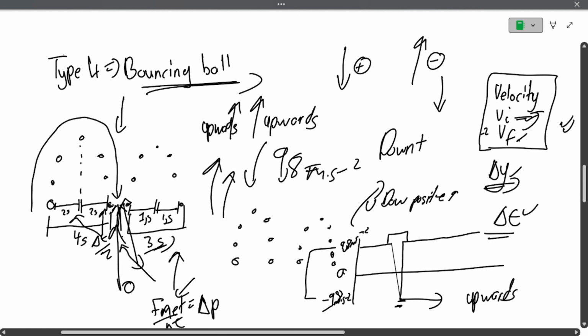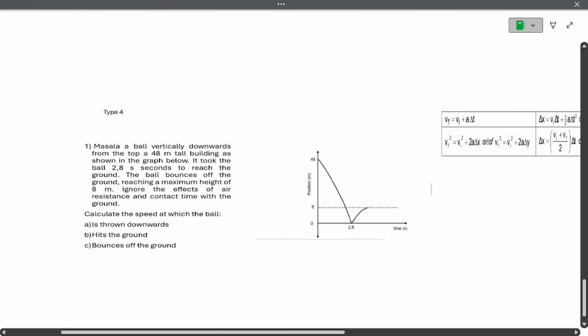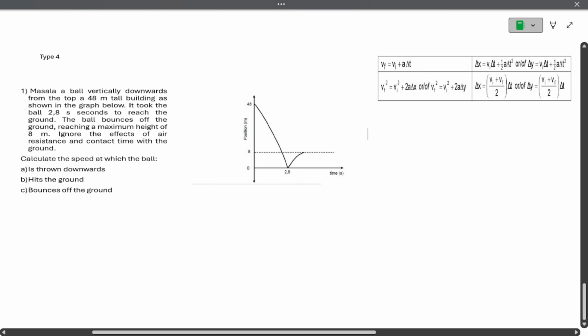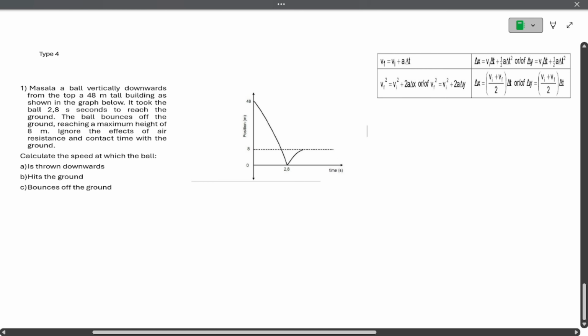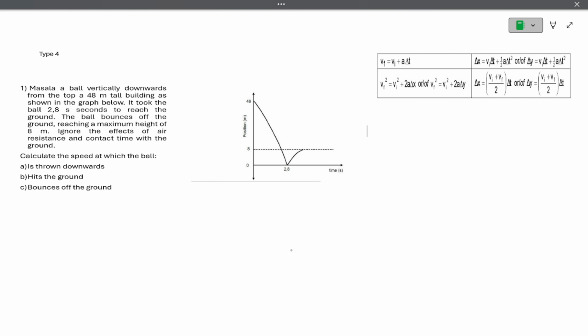Now let's go to solving some exam question papers on the bouncing ball. So they say that Masara throws, I think there's something missing here, throws a ball vertically downwards from the top of a building, as shown in the graph below.